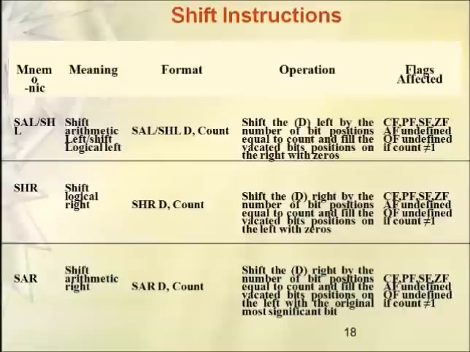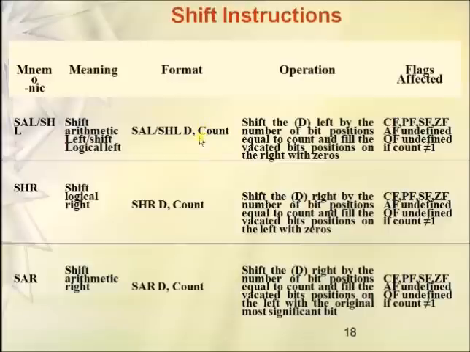Now these are the shift instructions supported by the 8086 microprocessor. SAL, which is shift arithmetic left, and SHL, which is shift left. Both perform the same operation, because shift left shifts towards the left, and the same thing is performed by shift arithmetic left. The syntax is shift left destination comma count.